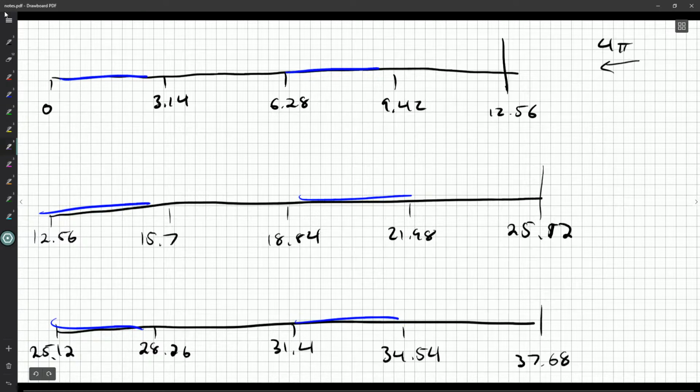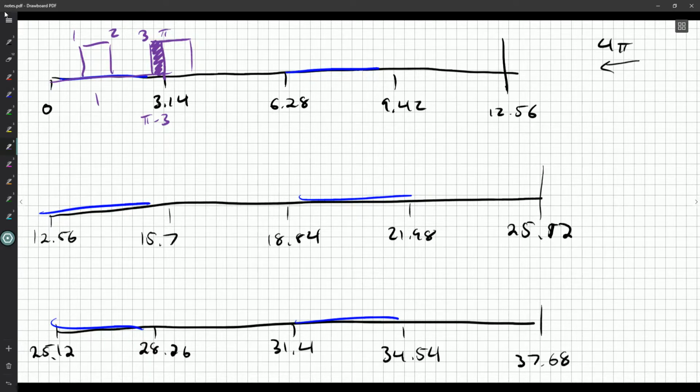Where in this first segment is the path shaded? Well, from 1 up to 2, and also from 3 up to 4, but we don't really care about the up to 4 because we stop having overlap when we hit pi. So we've got 1 and pi minus 3. That's the distance in this first shading that overlaps with the path's shading.